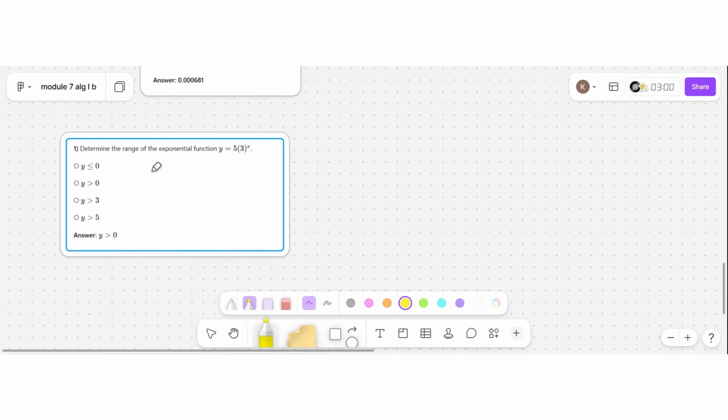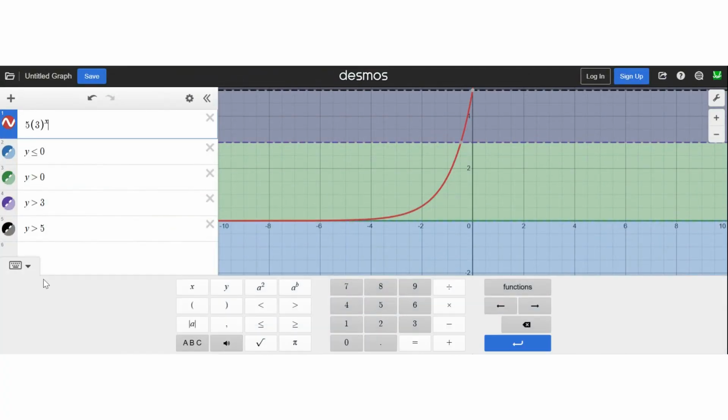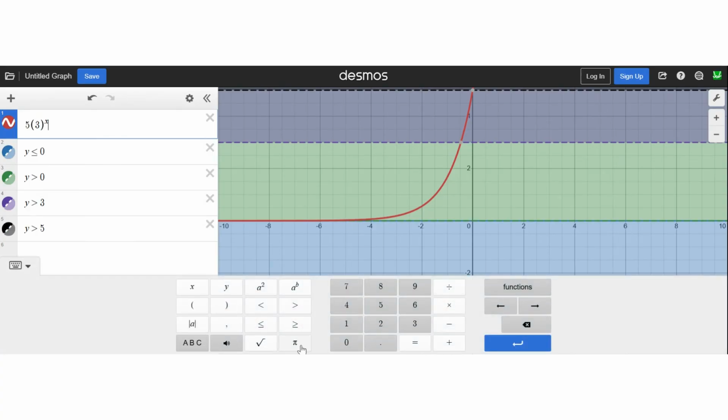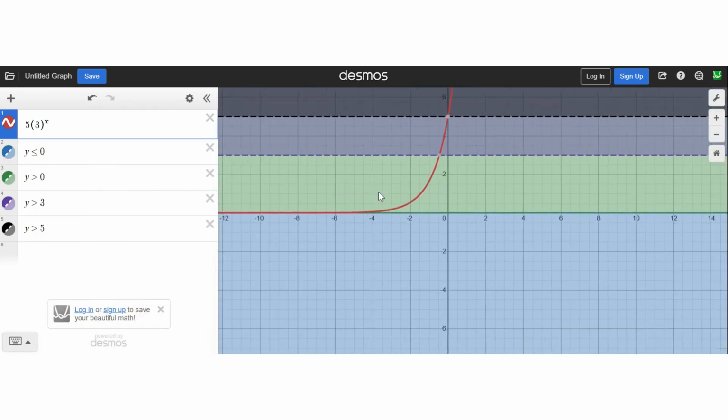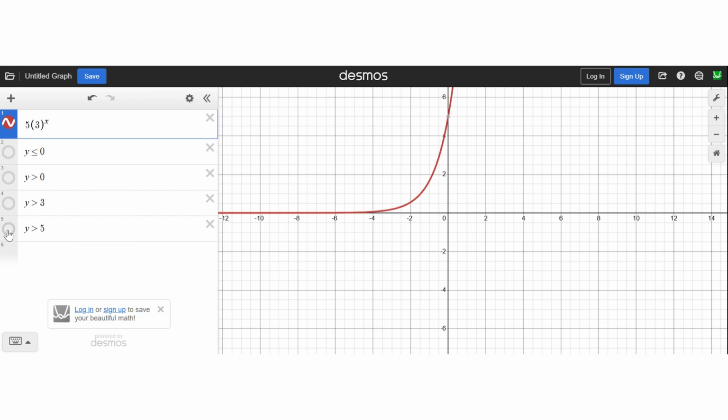Determine the range of the exponential function y equals 5 times 3 to the x. And then we have all 4 of the possible answers here. So what I did is I just typed in the function 5 times 3 to the x, and all 4 of the possible answers. To get these symbols right here, you go to the keyboard and you can find them right here. So this looks confusing, right? I can zoom in and out, make sure I see it all. So what I'm going to do is click the circle to get rid of them and go through it one at a time.